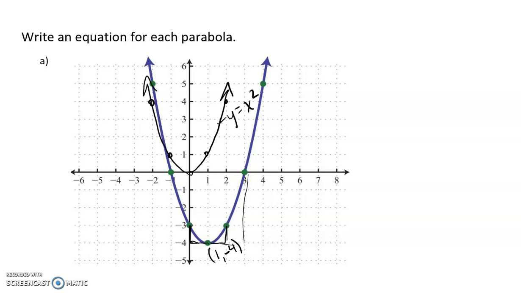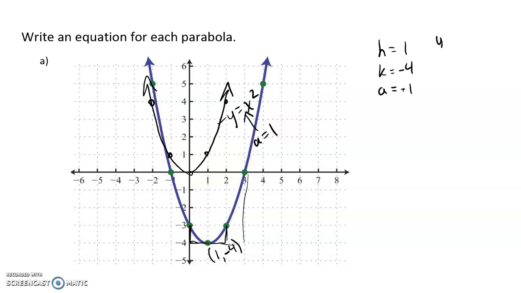And we know that y equals x squared has an a value of 1. Because this has the same step pattern, the same over 1, up 1, over 2, up 4 from the vertex, that means that the a value, because it also opens up, must be positive 1. And so we know that the h value is 1. We know that the k value is -4. We know the a value is positive 1.